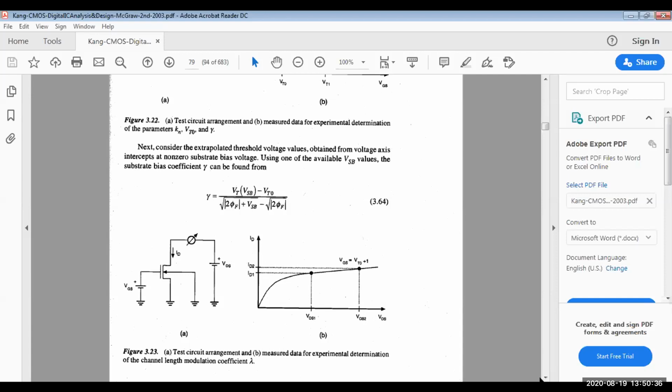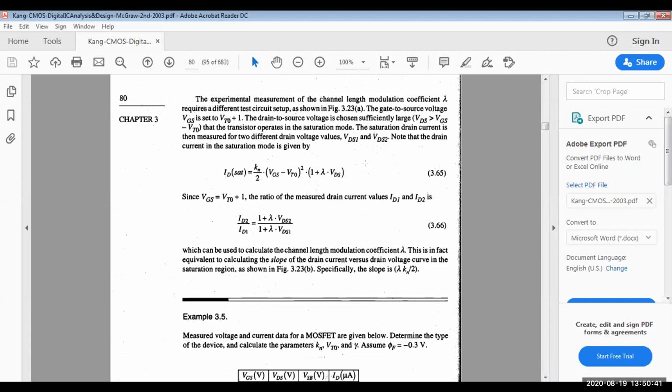After getting this plot, we know the saturation current equation with the channel length modulation parameter, which is lambda. We know VGS equals VT0 plus 1. So how will we find out lambda?